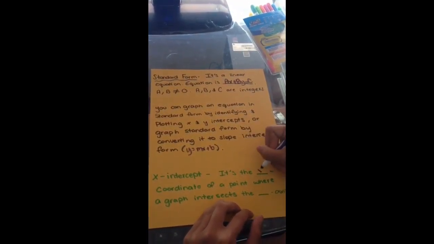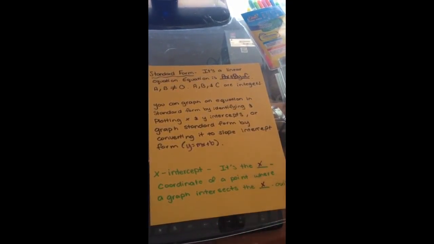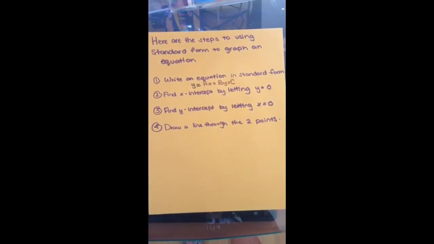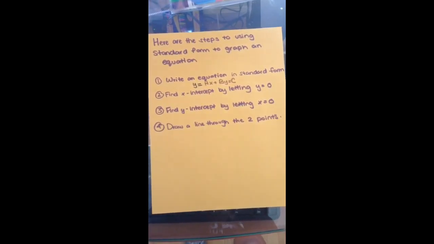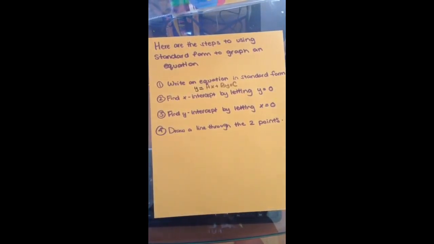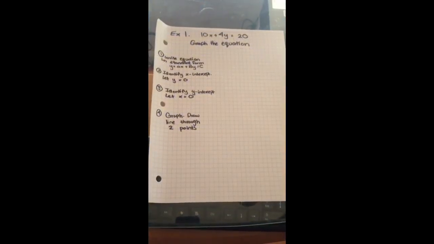The x-intercept is the x-coordinate of a point where a graph intersects the x-axis. Here are the steps using standard form to graph an equation. 1. Write an equation in standard form, ax plus by equals c. 2. Find the x-intercept by letting y equals 0. 3. Find the y-intercept by letting x equals 0. 4. Draw a line through the 2 points.